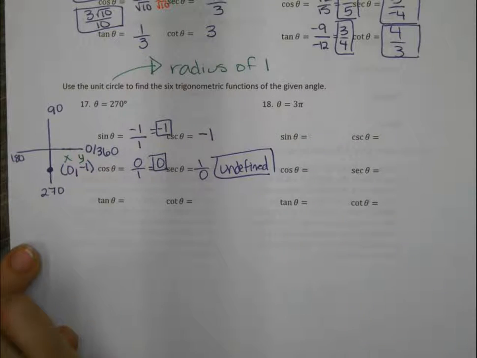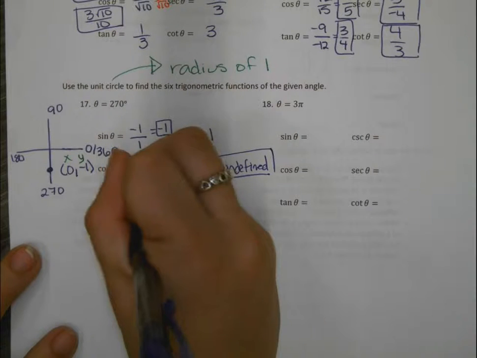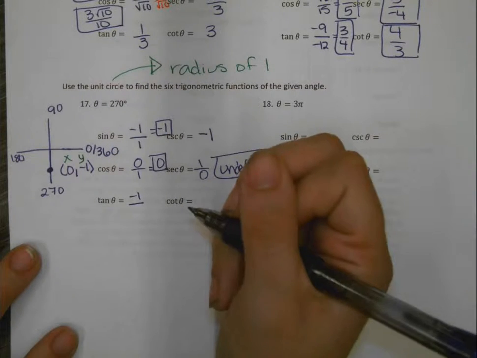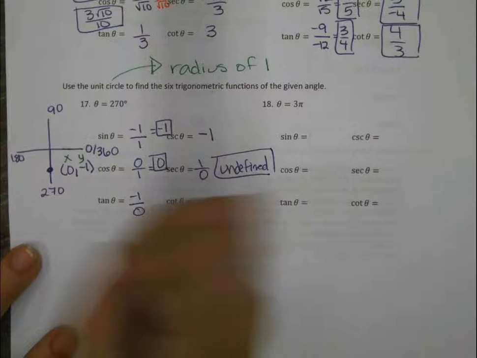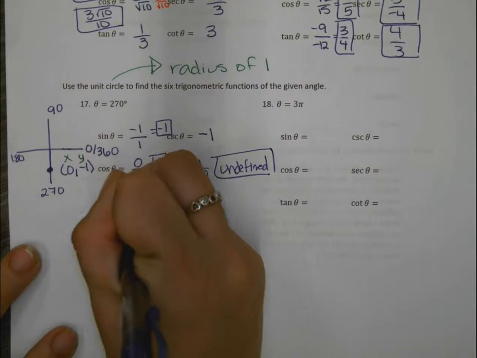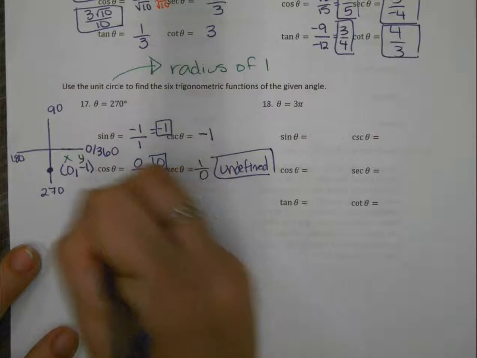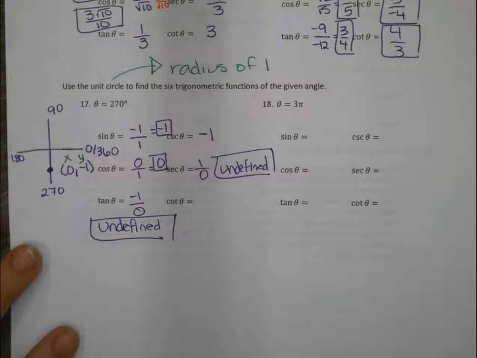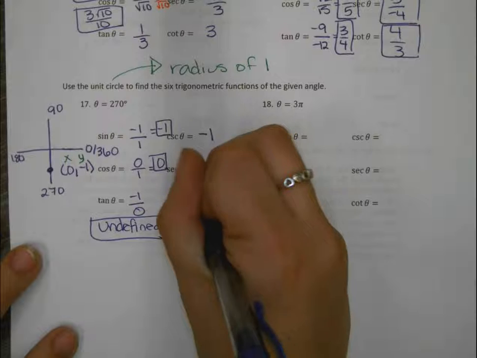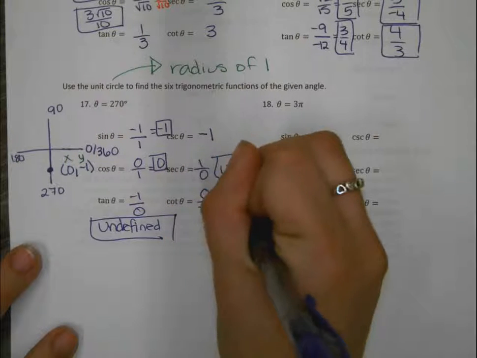Okay. Tangent is y over x, so -1 over 0, also undefined. So when I'm working with the unit circle, I will always have two answers that are undefined. Cotangent flips that, so I have 0 over -1, which is just 0.